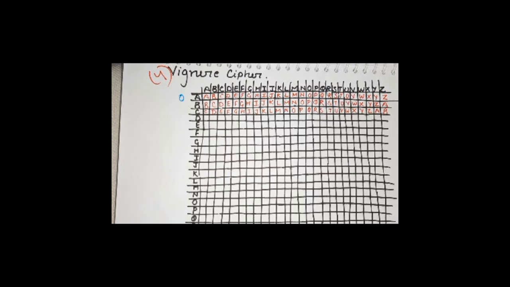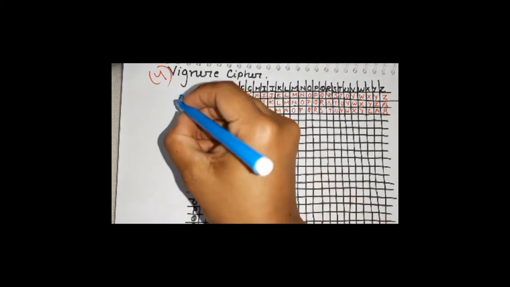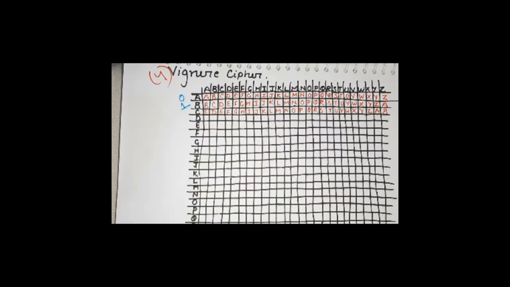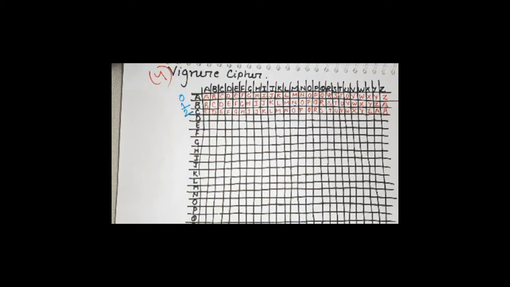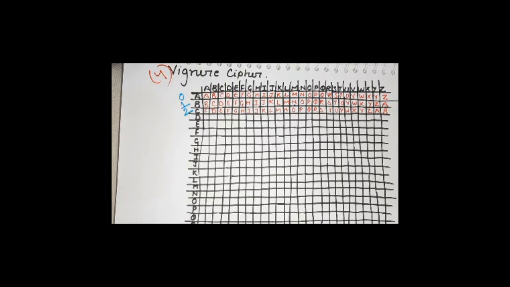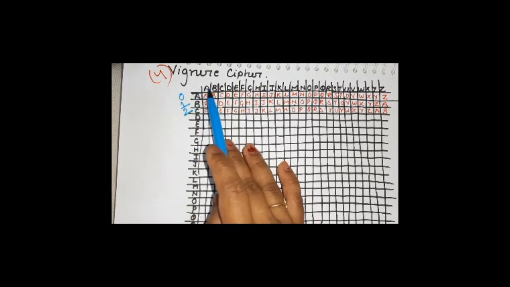And the row number 2, that is the B row, has the shift as 1. The row number 3 has the shift as 2. Now, what do you mean by this shift? The shift simply means, how do you form this table? First, see how you form this table.